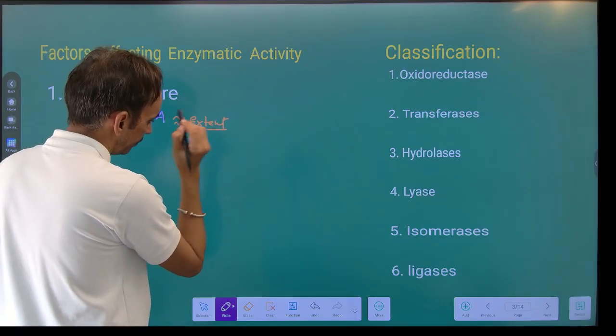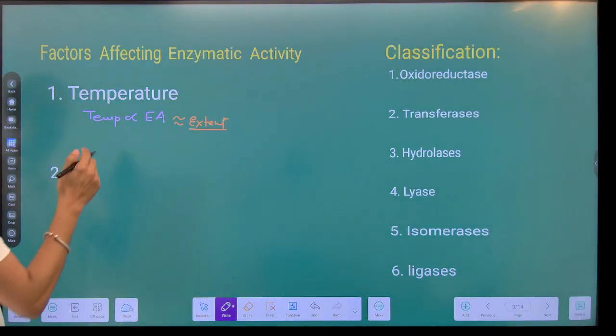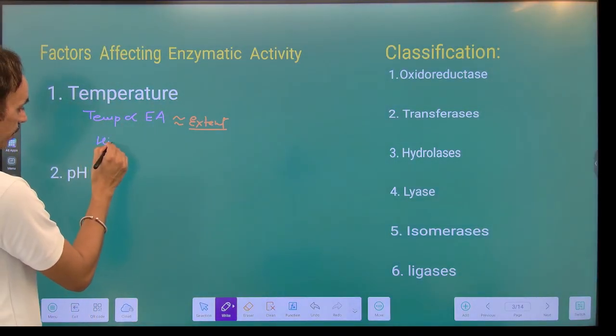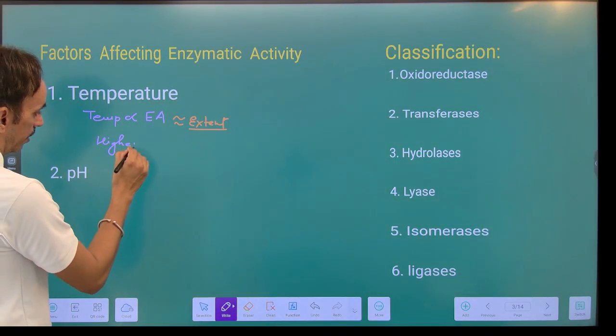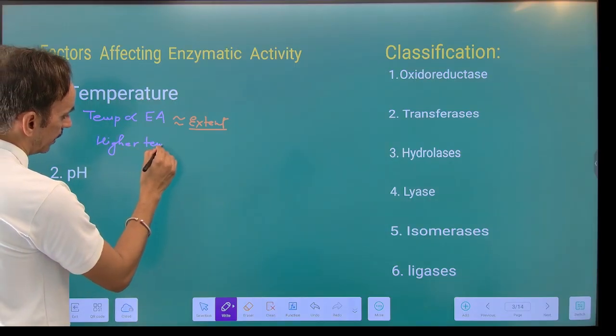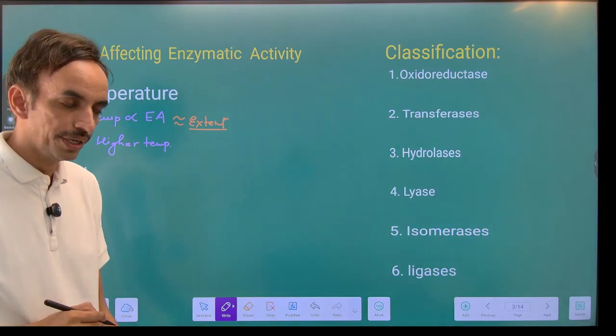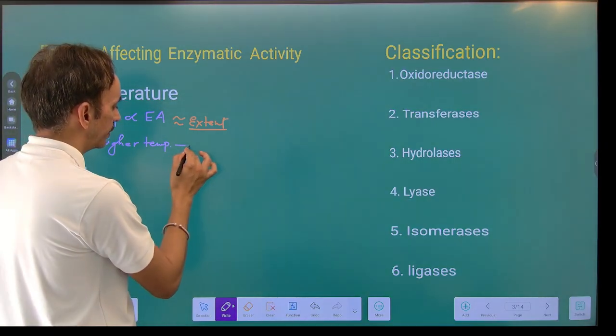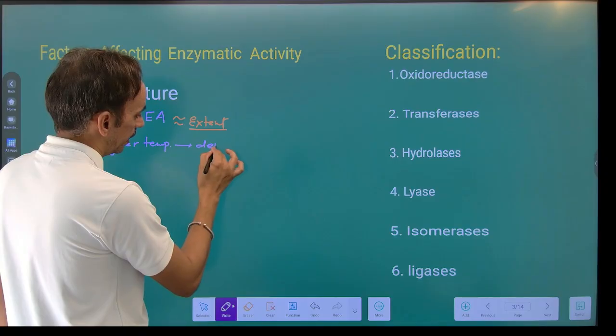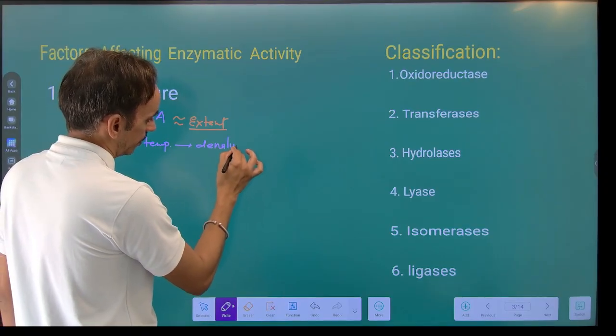Why? Because at higher temperature, as we all know, enzymes are made up of protein, or they are proteins. So at higher temperature, the enzyme will get denatured.